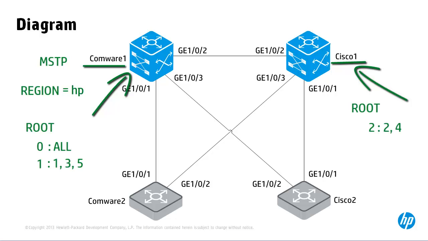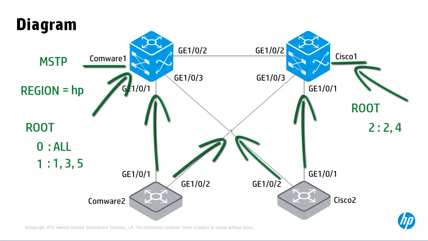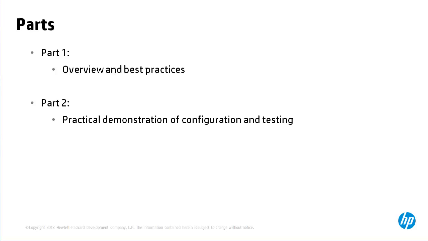We then used show commands to confirm that the switches were configured in a single region and that load sharing was taking place on the uplinks from the edge to the core. That concludes this video discussing the configuration of multiple spanning tree on HP Comware switches and Cisco switches.